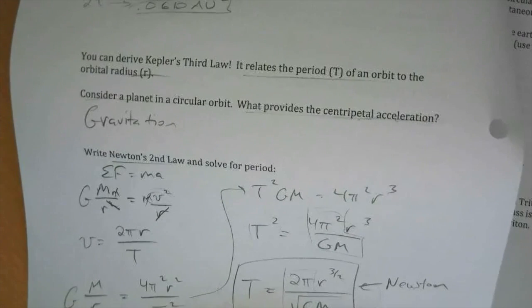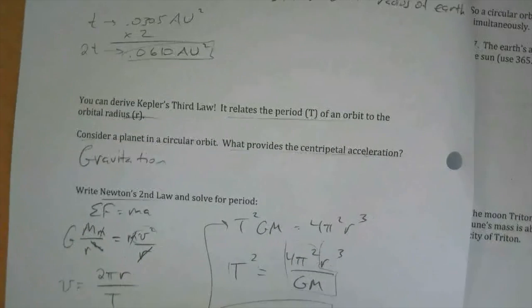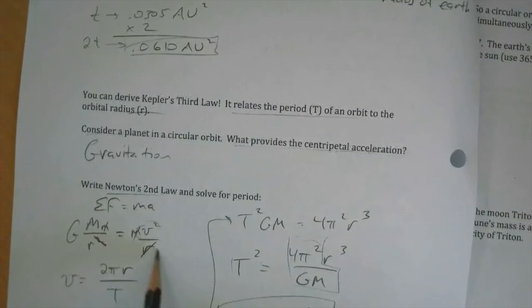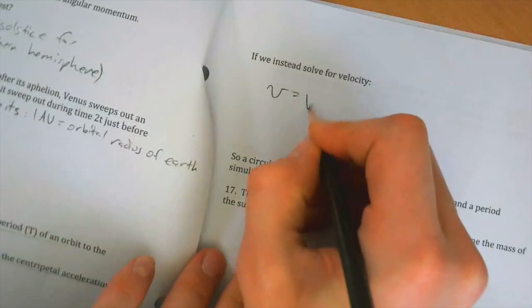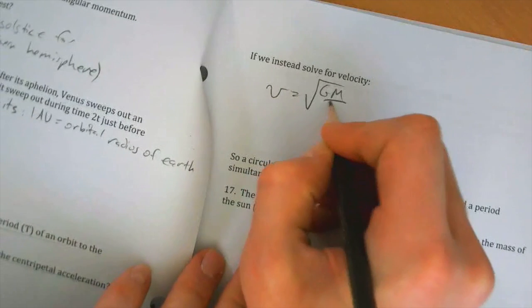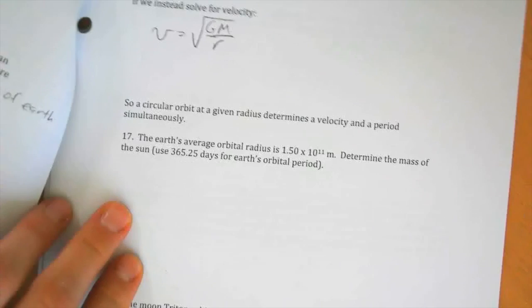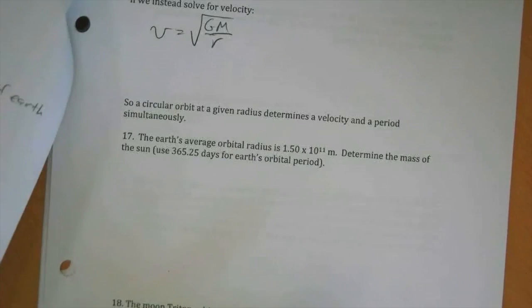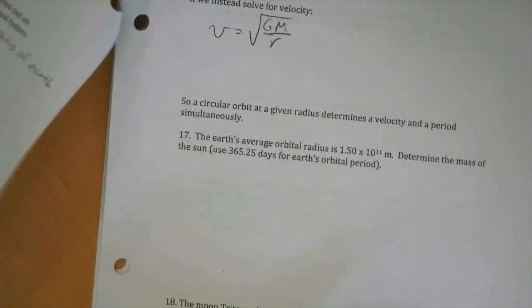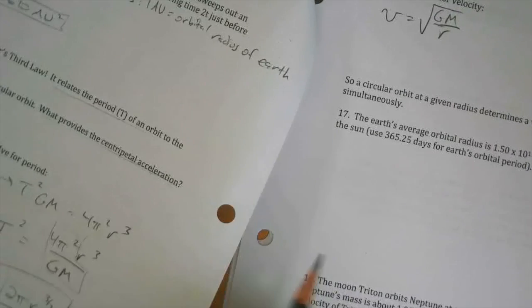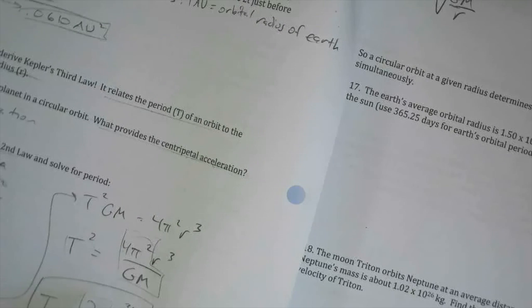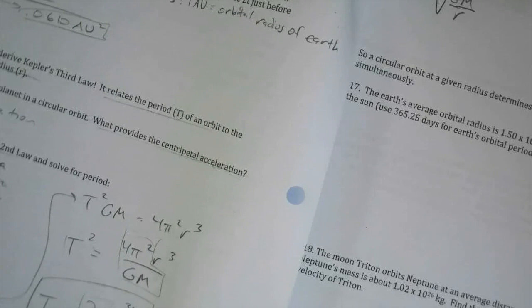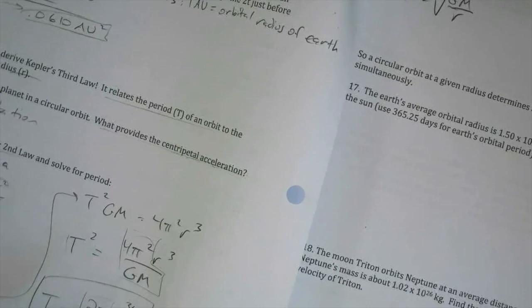If we were tracking back a little bit, if we wanted to find velocity instead, we go back to here and see that velocity is going to be equal to the square root of GM over r. Now, an interesting thing about that is that g, m, and pi, of course, are all constants. M is the mass of whatever object is being orbited. G is a fundamental constant, pi is pi.